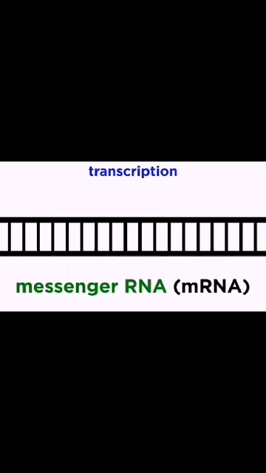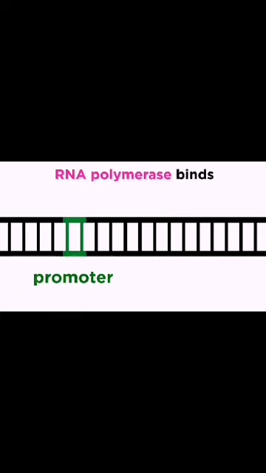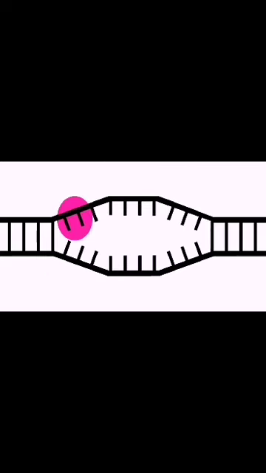The first step is called transcription. This is the process by which enzymes use one of the strands of DNA within a gene as a template to produce a messenger RNA, or mRNA. To do this, RNA polymerase, with the help of proteins called transcription factors, binds to a specific sequence within the gene, which is called the promoter, and pries the two strands apart.